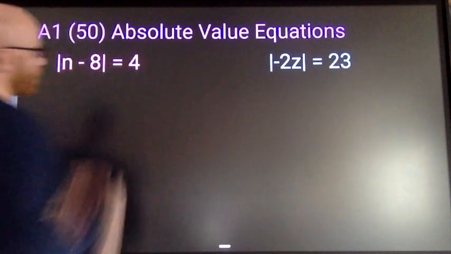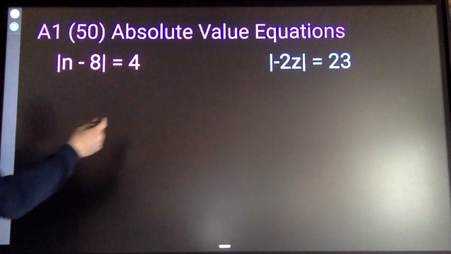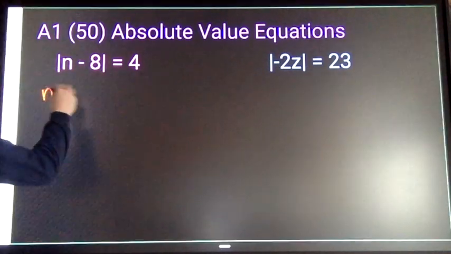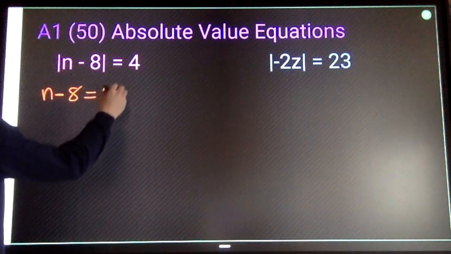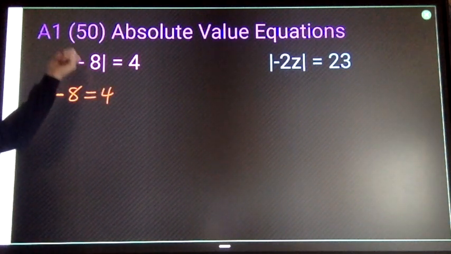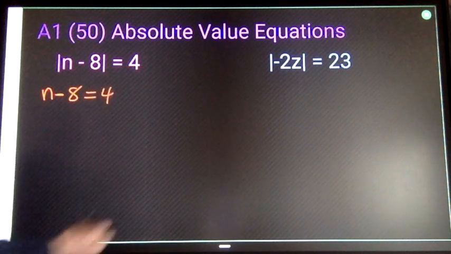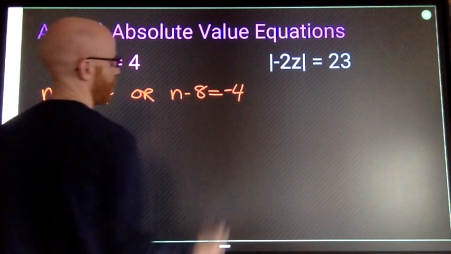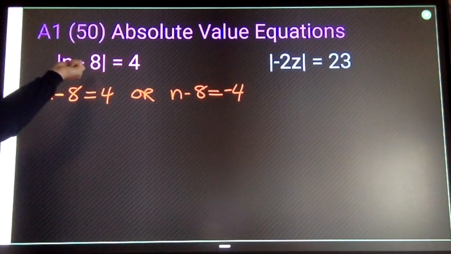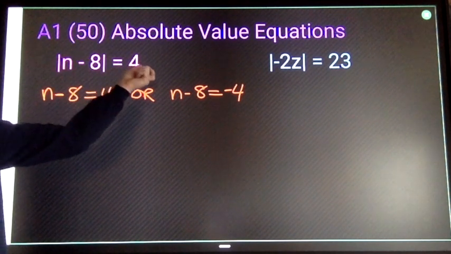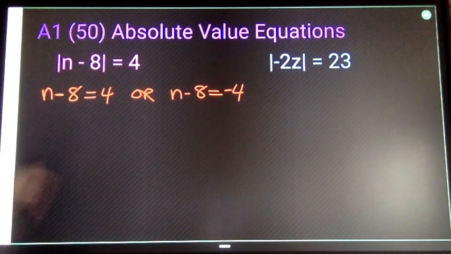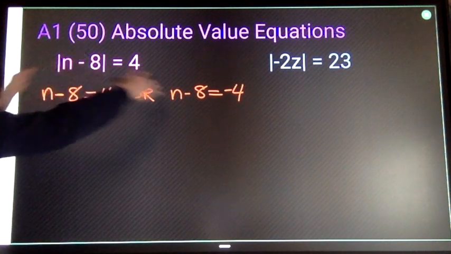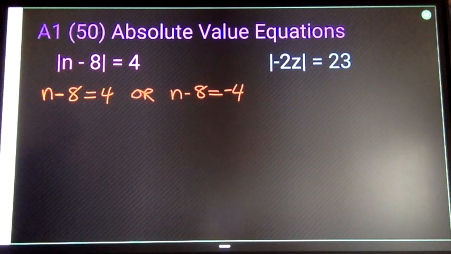If I have an absolute value equal to 4, just like we had on the last slide, it's going to mean that what's inside of the absolute value, n minus 8, can either equal 4, right? If n minus 8 equals 4, absolute value is 4. Or n minus 8 can equal -4. Right? Because if n minus 8 is -4, absolute value of -4 is 4. Okay? So the first move that you're going to make after you have an absolute value equal to something on the other side is you're going to split the problem into two pieces.